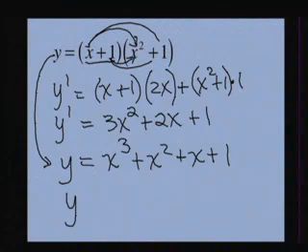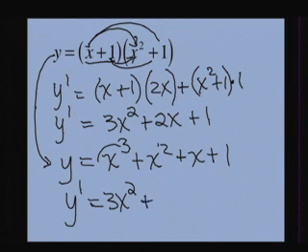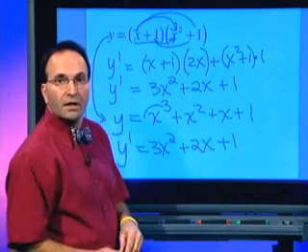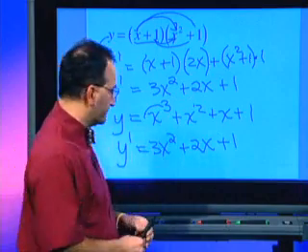This y prime will equal, bring down the 3, so it's 3x squared. Then bring down the 2, so we get 2x, and then the derivative of x is just 1. Well, surprisingly, we get the same exact answer that we got by doing the product rule. So you can see you have a choice there.